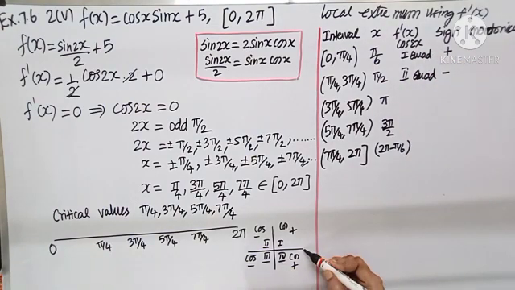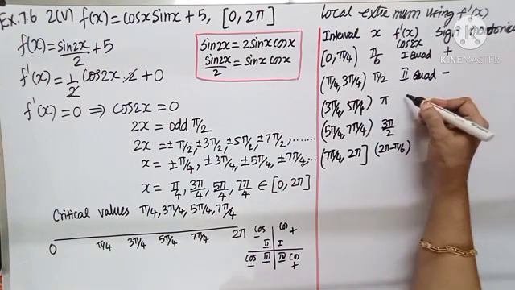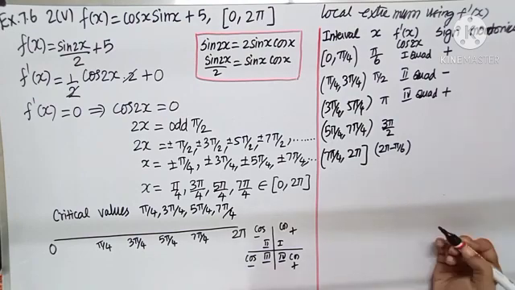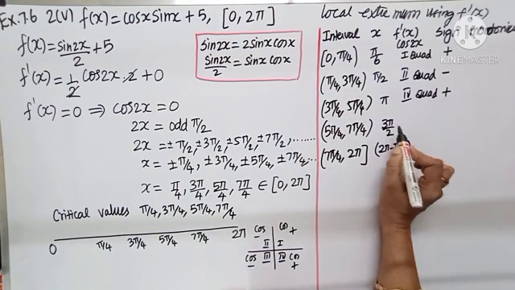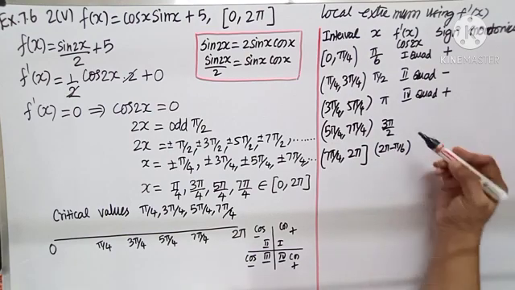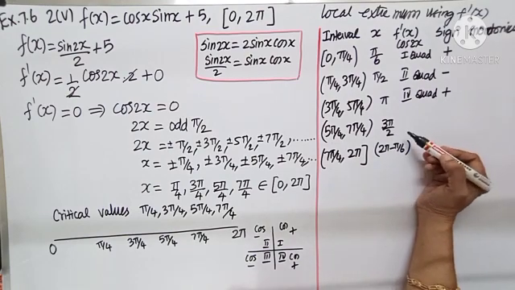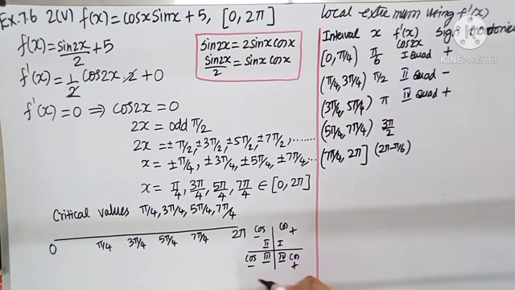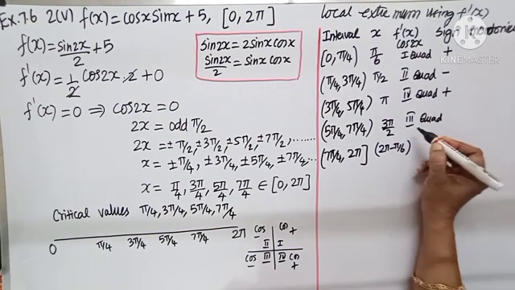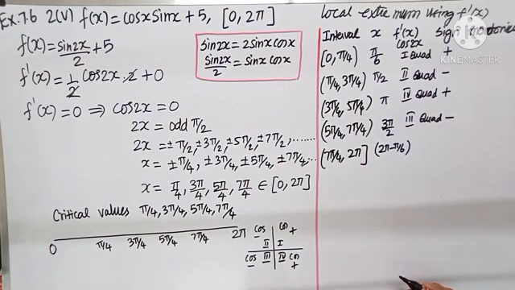Cos 2π is here, so that is the fourth quadrant where cos is positive. When you put 3π by 2, cos 2 into 3π by 2 is 6π by 2, which is nothing but 3π. 3π is in the third quadrant, and therefore in the third quadrant cos is negative.